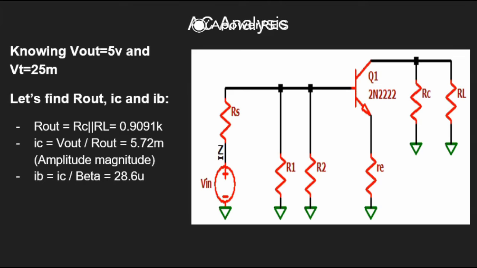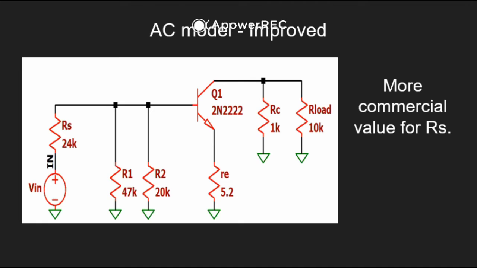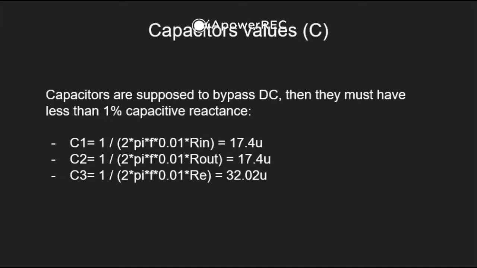Our AC analysis is done knowing the output voltage is 5 volts and the thermal voltage is 25 millivolts. Our interest here is to find the output resistors and this current shown here. The AC parameters were found the same way using these expressions. And our improved AC model was this, where more commercial values for the signal resistor were used in the circuit.